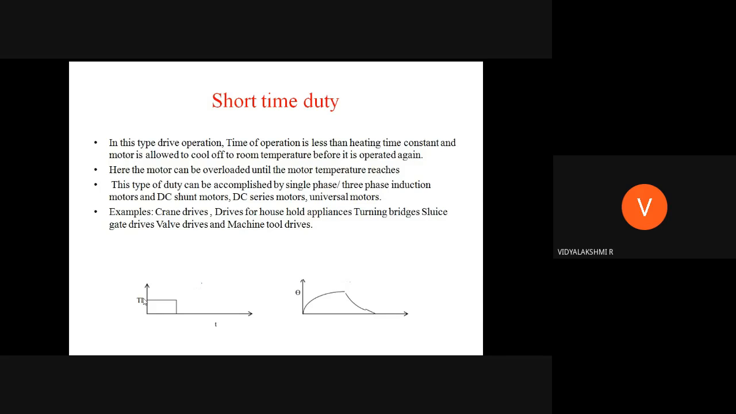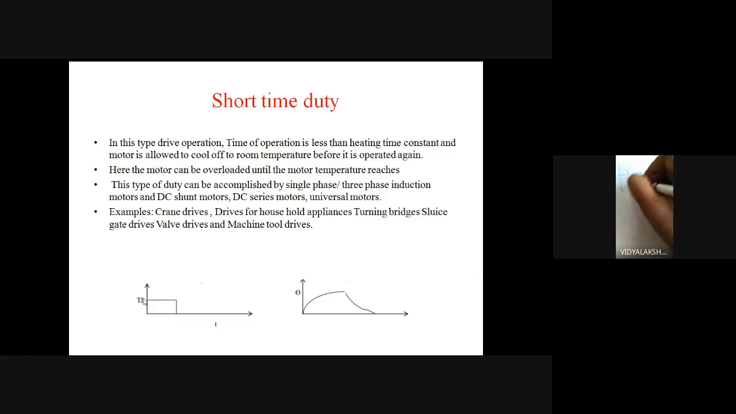Please pin my other name. See my A4 sheet, there I can explain. This is my short time duty load torque curve. For this period I'm going to run my drive. So what will happen to my temperature? Up to this point, my temperature keeps varying.